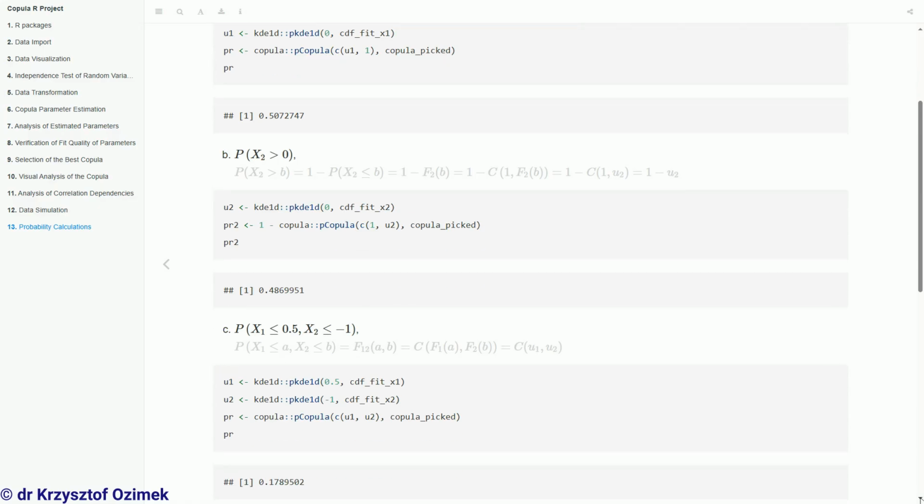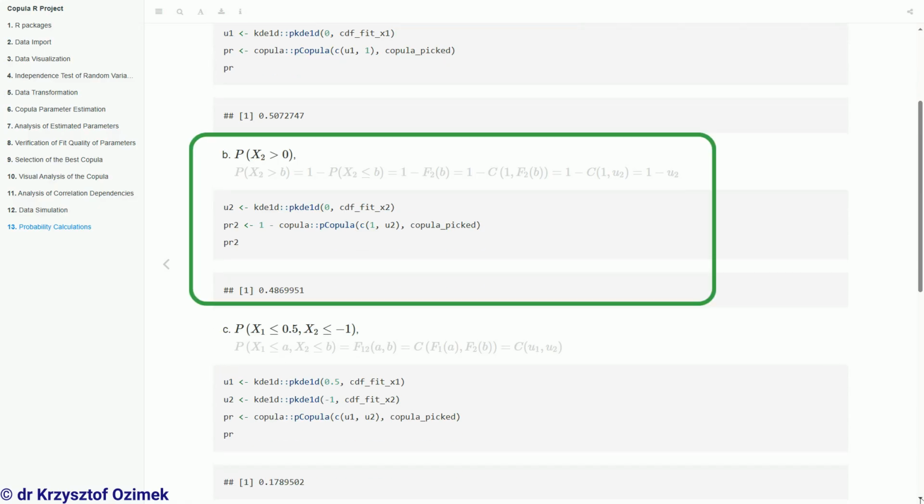In point B, we compute the probability that x2 takes values greater than 0. First, we calculate u2 using the kernel estimated CDF for x2 at 0 with the pKDE1D function. Then, we use the pCopula function to compute the probability by subtracting the Clayton copula value at point 1, u2 from 1, following the formula written in gray.